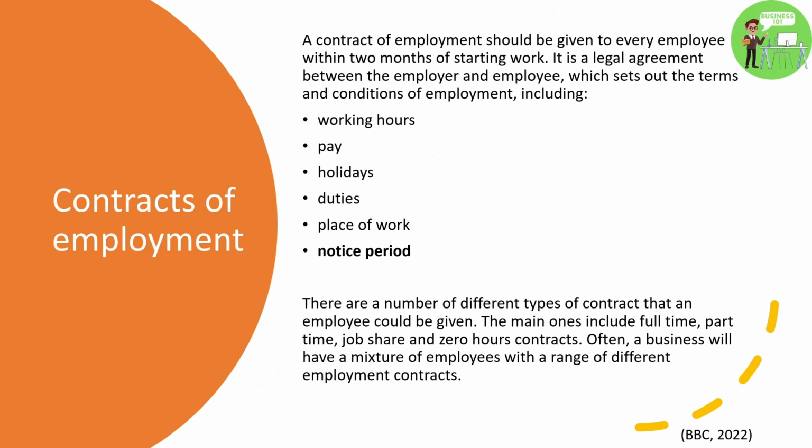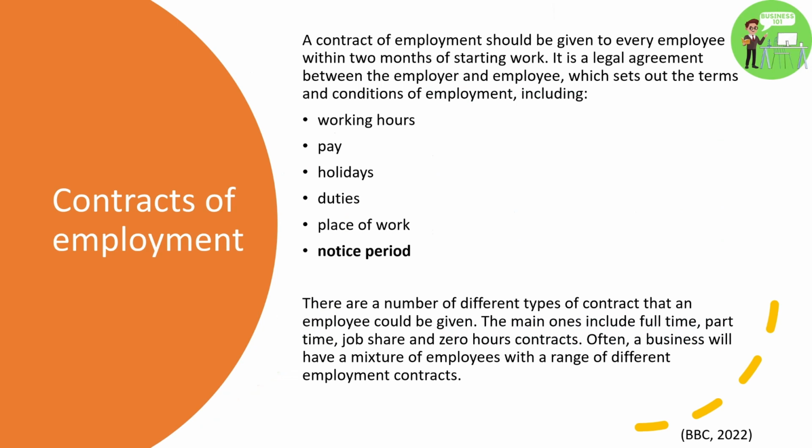Now let's move on to contracts of employment, shall we? So a contract of employment should be given to every employee within 2 months of starting work. It is a legal agreement between the employer and the employee, which sets out the terms and conditions of employment, including their working hours, their pay, holidays, duties, place of work, and the notice period required for leaving the contract.